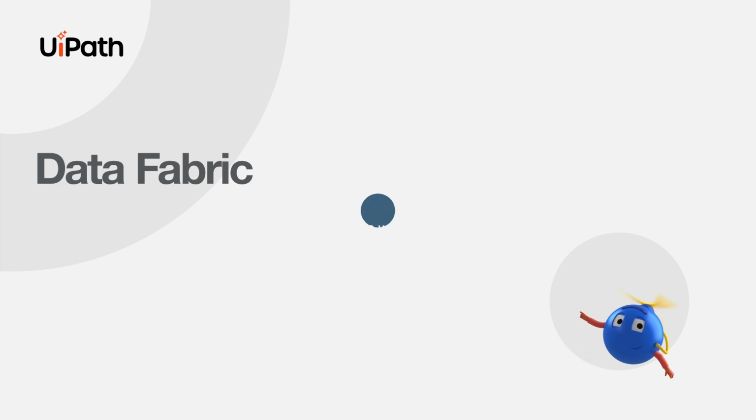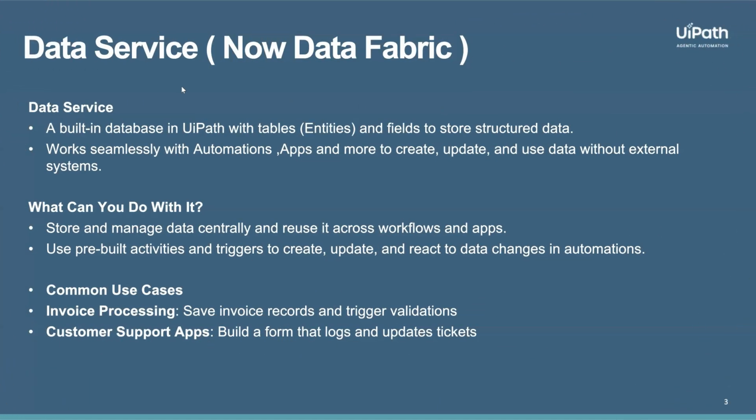Data Fabric is the next evolution of Data Service, with everything we had before and more. So first, let's see what Data Service is. At its core, think of it as a built-in database of UiPath. You can create tables, which we call entities, and their fields to store structured business data within your tenant.